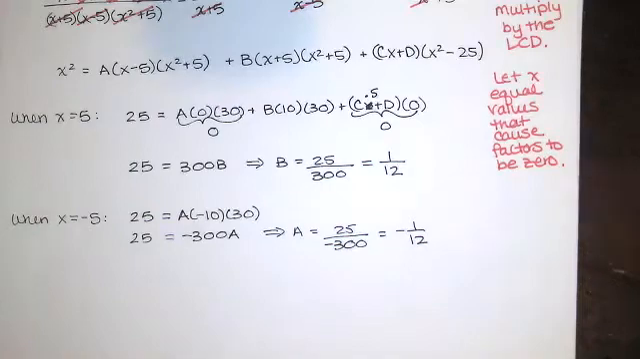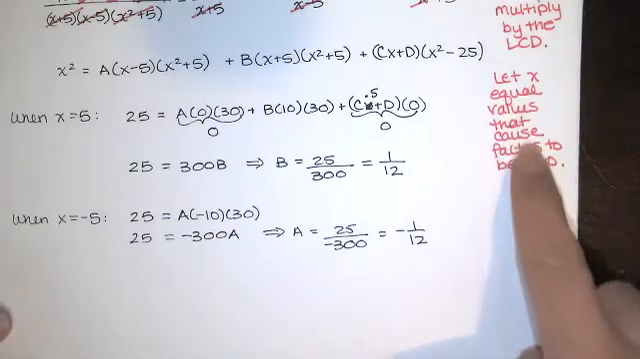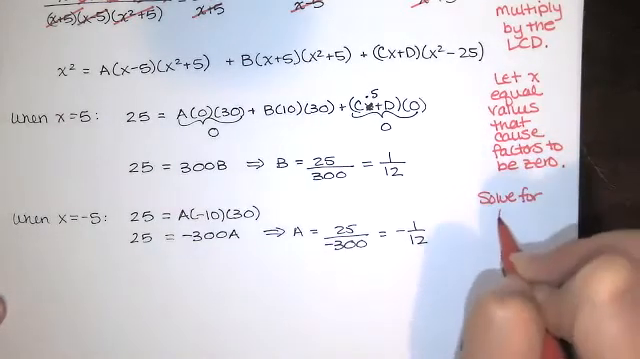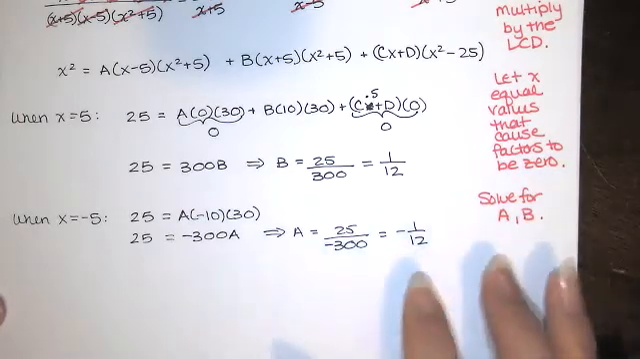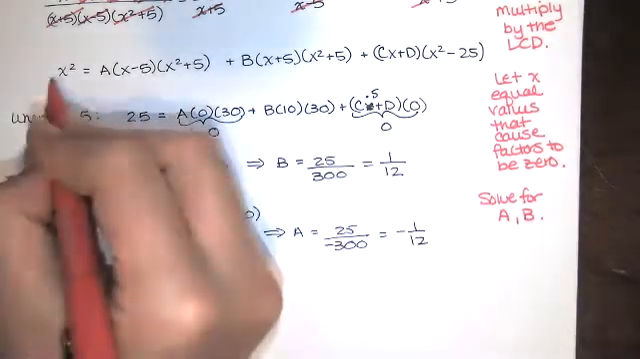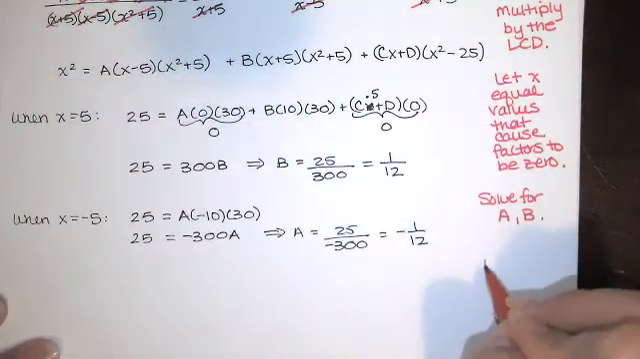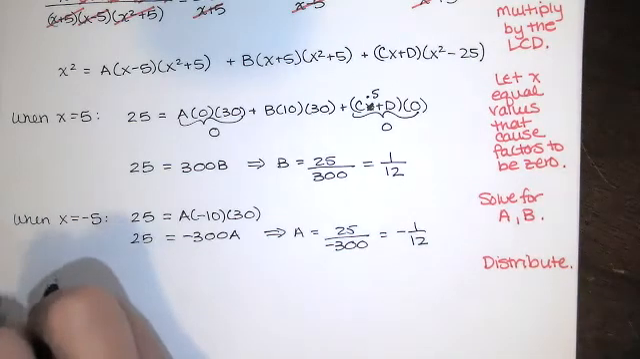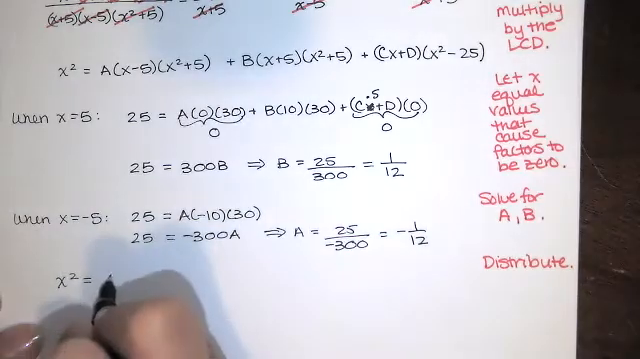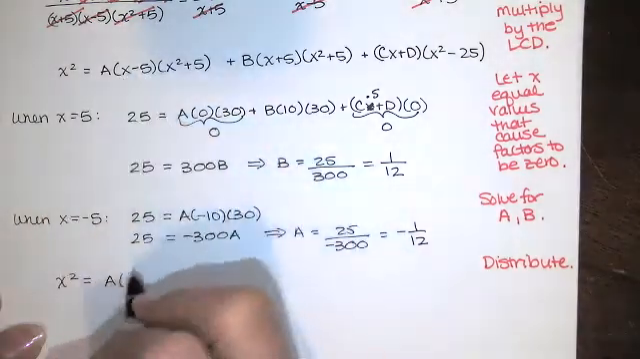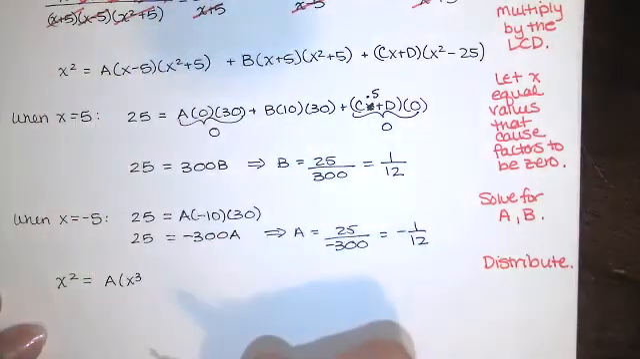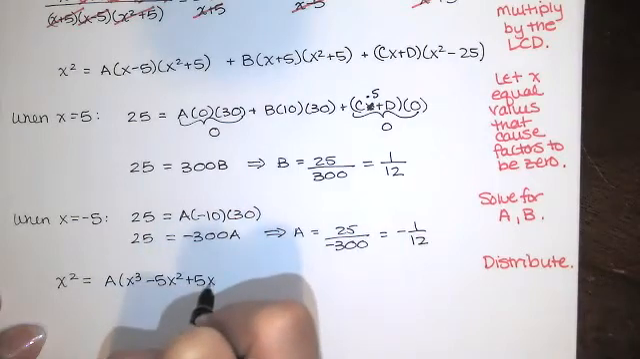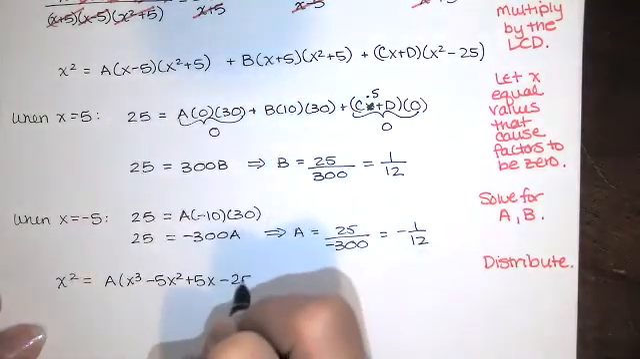So first we let x equal values that cause the factors to be 0, and we solved for a and b. And now we have to use some other method to find c and d. So we're going to go back up to this equation and distribute. So we've got x squared on the left-hand side equals a times, and if you FOIL, first times first is x cubed. Outer times outer is 5x. Inner times inner is negative 5x squared. And then last times last is negative 25.